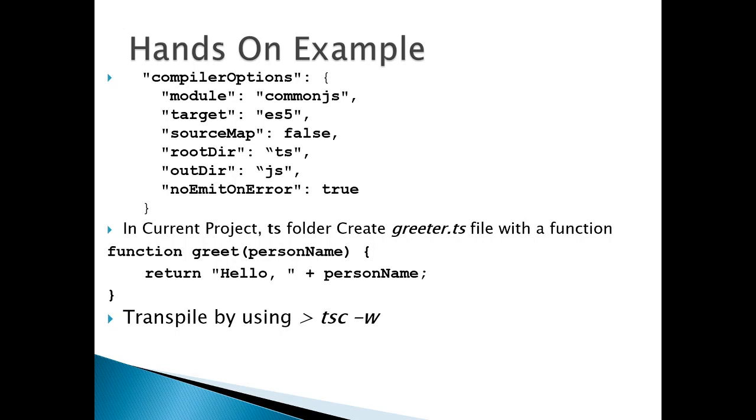There are some root directories, out directories. You can change where you want to convert your code and put your code. If you want to create a source map, you can create the source map. Emit on error: if there is an error, do you want to emit it or not? So these are all the properties that you can set in your project. So these are all different options that can be used.